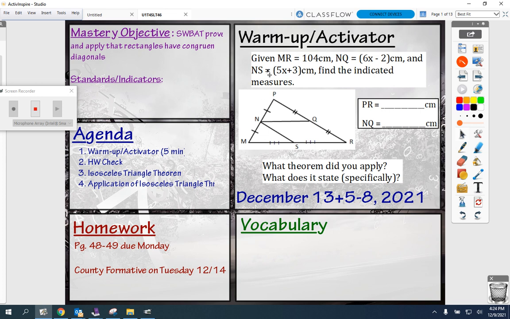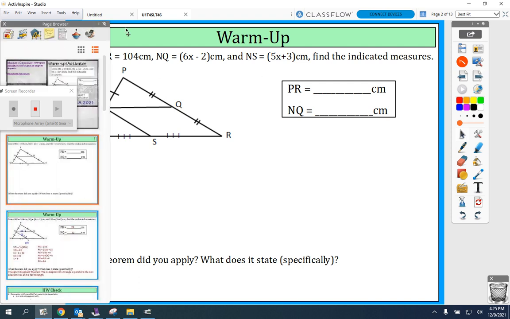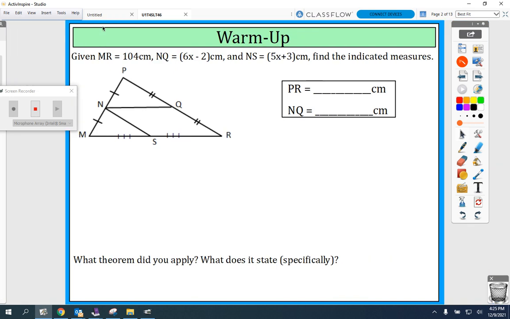For your warm-up today, you are given that MR is equal to 104, so this whole segment is 104 centimeters. NQ is 6x minus 2, and NS is 5x plus 3. You're going to find all of the different indicated measures and think about the theorems that you are applying during this process. So this is just a bigger picture of what you see. Go ahead and pause the video here and start solving this. When you unpause, you will be able to see the answers for your warm-up, and we'll go through it.